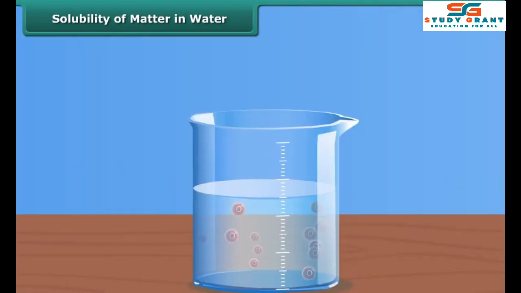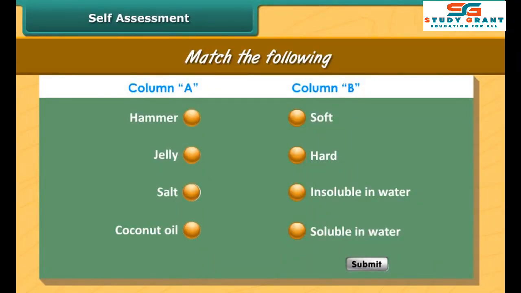Some gases are also soluble in water, such as oxygen. Oxygen dissolved in water helps aquatic animals survive. Let's check what you have learned. Drag and drop the correct option in the respective box.